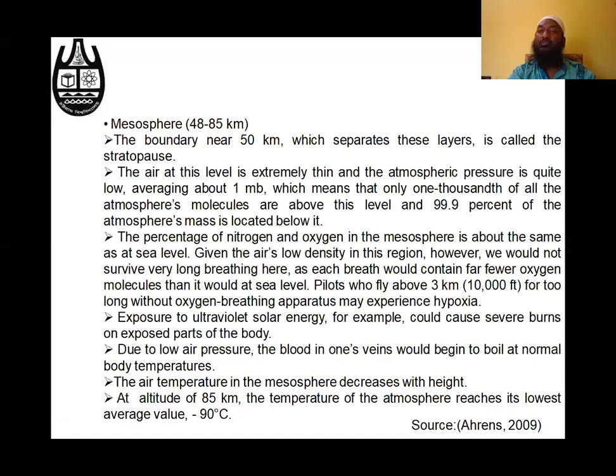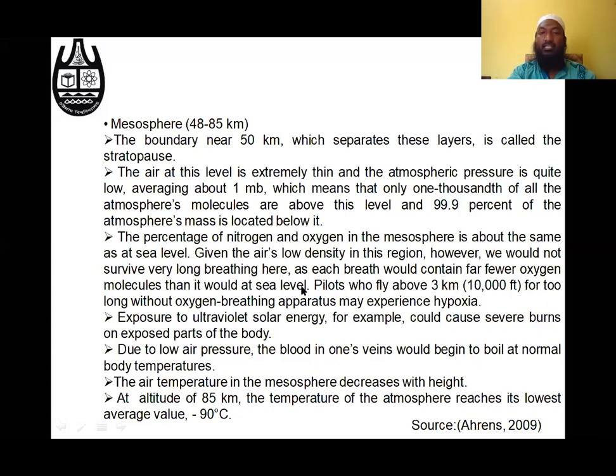Even here the nitrogen and oxygen percentages are the same, but the concentration is different. Their ratio is the same: 78.08% nitrogen and nearly 21% oxygen. That is the same here, but the density is different because of the lower number of molecules. For example, if you go a long distance up, a couple of kilometers, you get fewer molecules of particular gases.